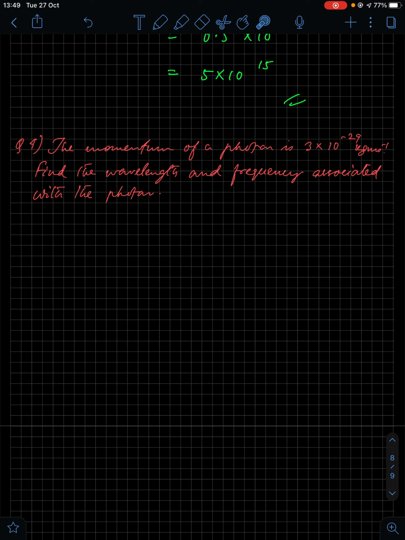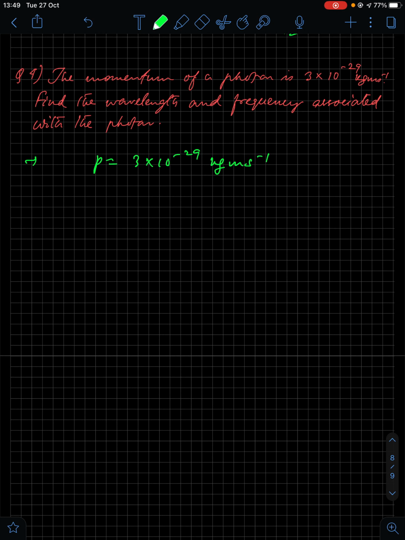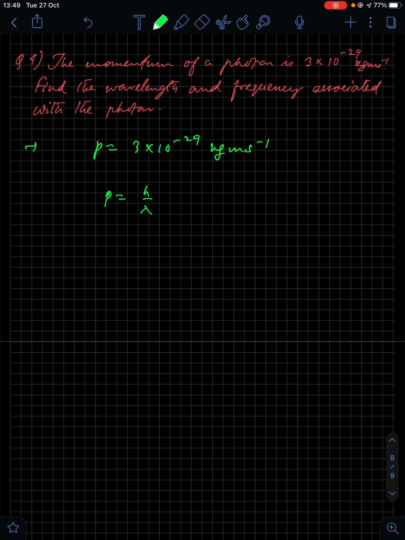So what is the question saying? The momentum of a photon is given, and we need to find the wavelength and frequency associated with the photon. Momentum is given as 3 into 10 to the power minus 29 kg meter per second. For momentum we have the relation P equals h by lambda, so lambda equals h by P. What is the value of h? 6.6 into 10 to the power minus 34 joule second.